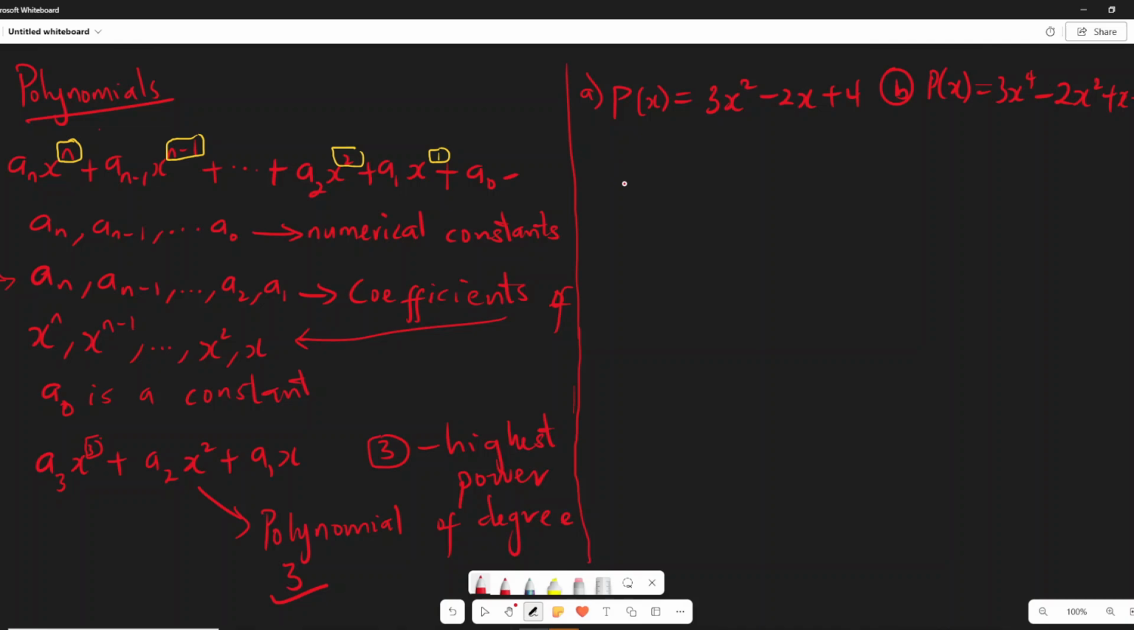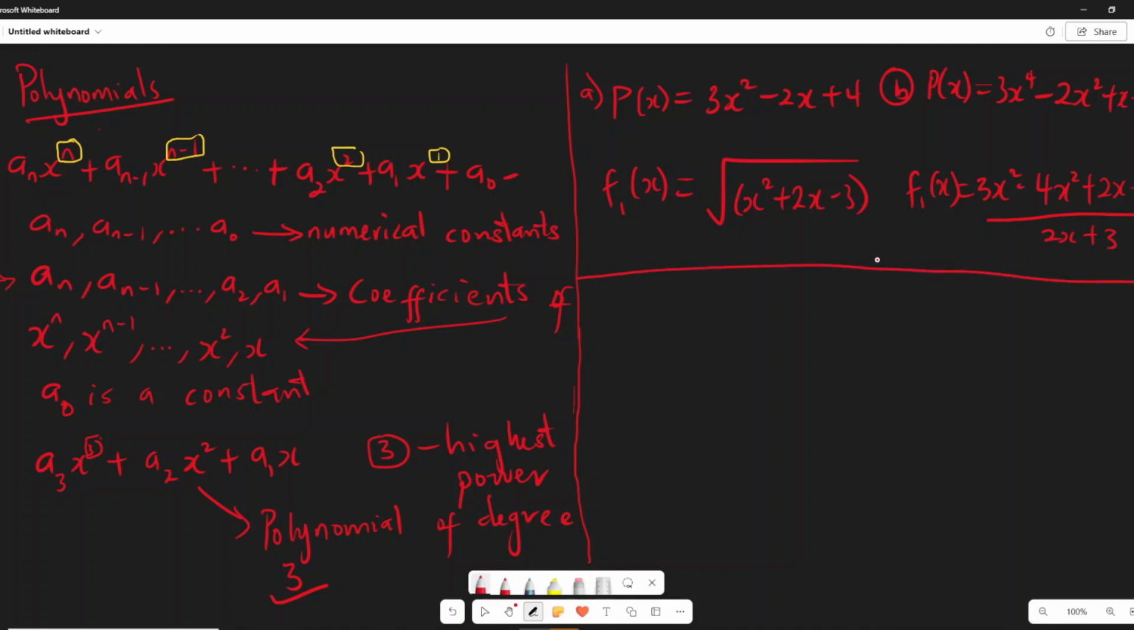And examples of things that are not polynomials are, let's say we have f1 of x, and then we have the square root of x squared plus 2x minus 3. This is not a polynomial. Or we have 3x squared minus 4x squared plus 2x minus 1 divided by 2x plus 3. This is also not a polynomial.